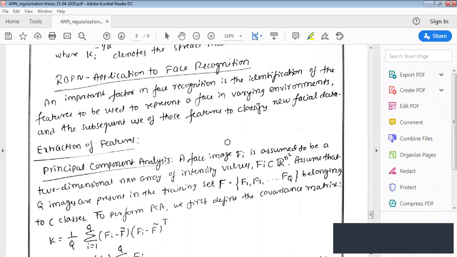For example, if there are 100 persons, it means that there are C1 to C100. C1 belongs to the first person, C2 belongs to the second person, and let us say C100 belongs to the 100th person. So you should be able to uniquely point out that this face belongs to this person only. That is actually the major aim of this RBFN.